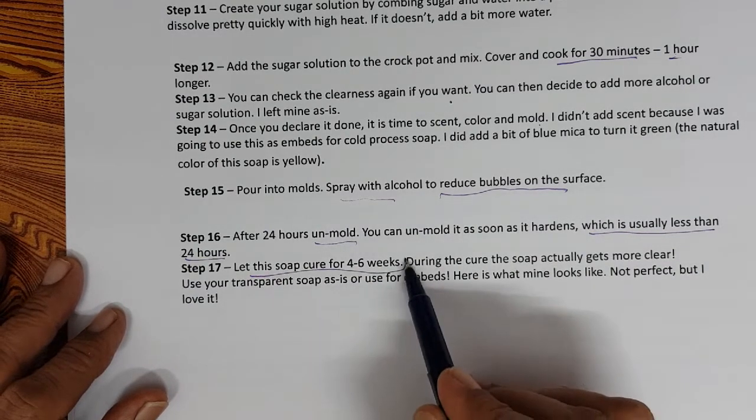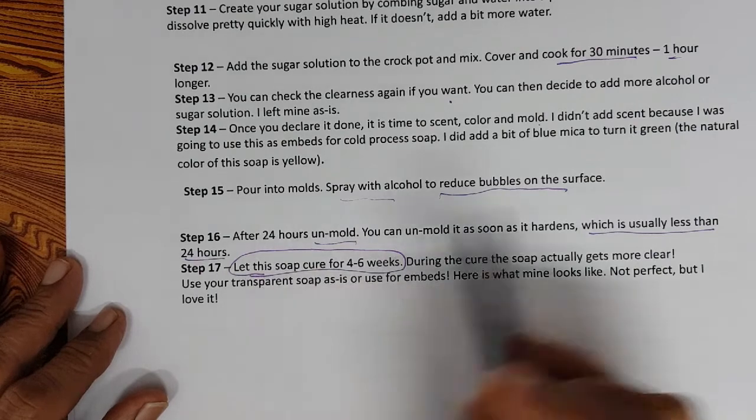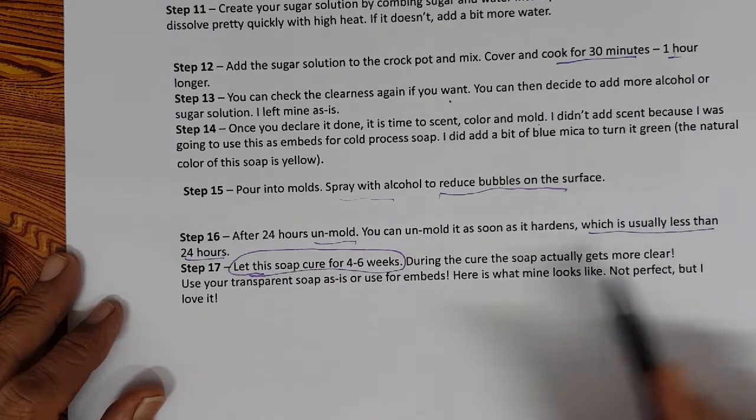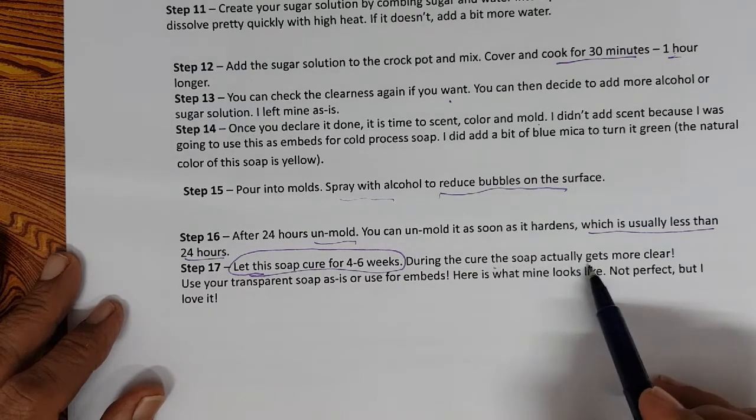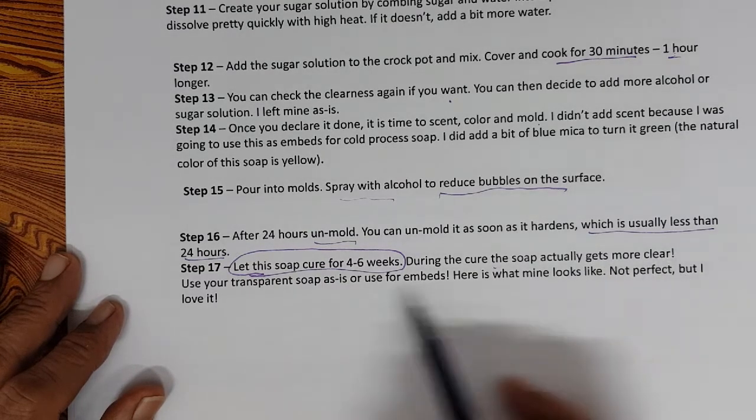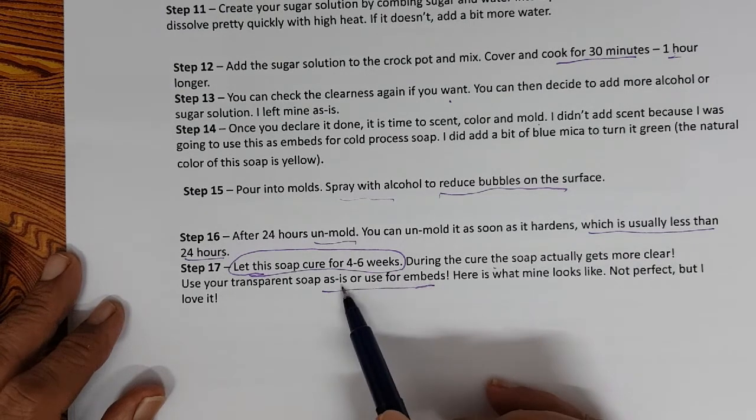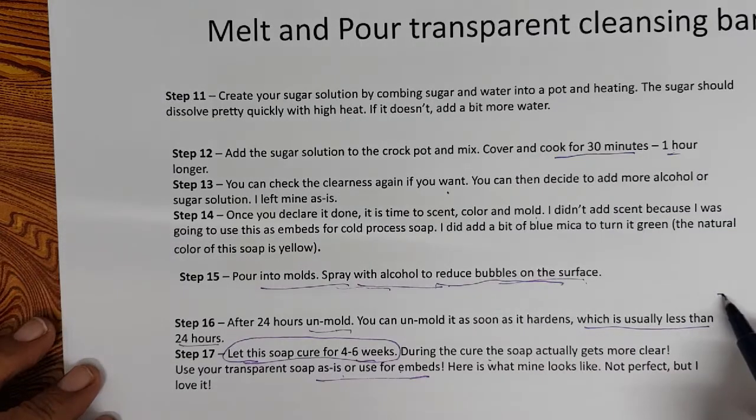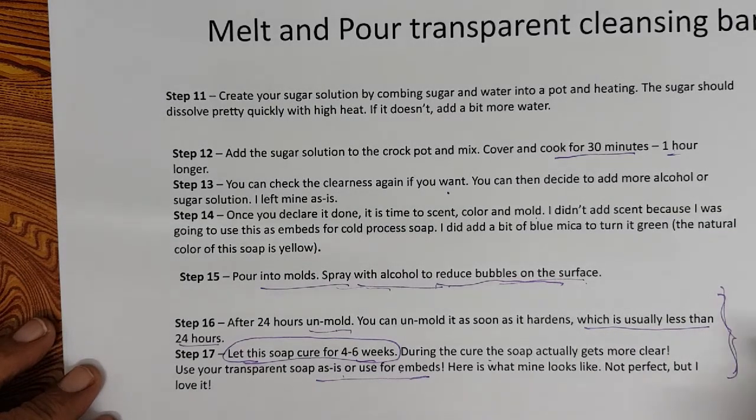Let the soap cure for 4 to 6 weeks. During the cure, the soap actually gets clearer. Use your transparent soap as is, or use embeds. So this process is very time consuming.